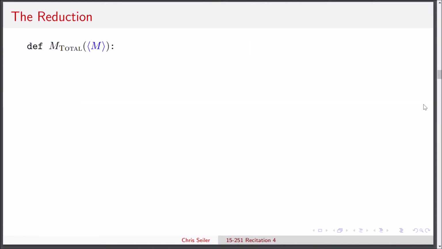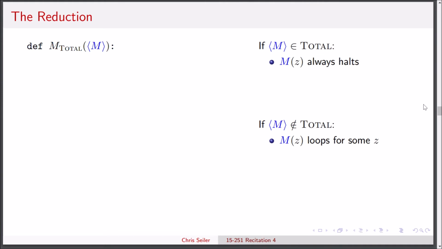So we want to show that we can create some decider M total, again assuming that we have one for finite. It's going to take in some input encoding M, where M is a Turing machine. Before we get into the details, let's go through the definitions on the right side, where our proof of correctness is going to be. If M is in total, simply by definition, it means that M of Z will always halt, no matter what input string Z we give it. And similarly, if M is not in total, then M of Z will loop for some string Z. We don't necessarily know what Z is going to be, but we know that there has to exist some such string which will cause M to loop.